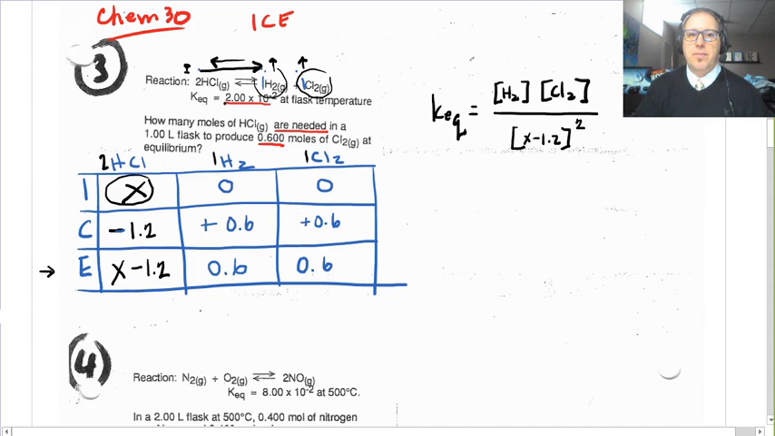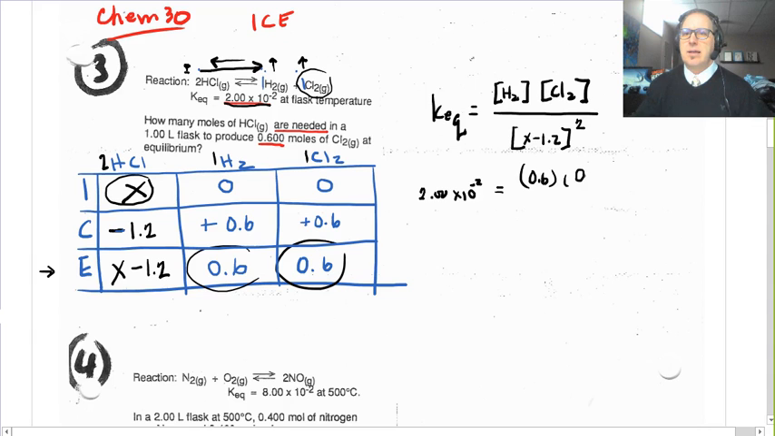Are we with me so far? Hope so. The KEQ here is 2.00 times 10 to the negative 2. That's going to equal, what's H2 and Cl2 at equilibrium? Well, they're 0.6 and 0.6. So up here is going to be 0.6 times 0.6, and then down here, we have X minus 1.2 squared.